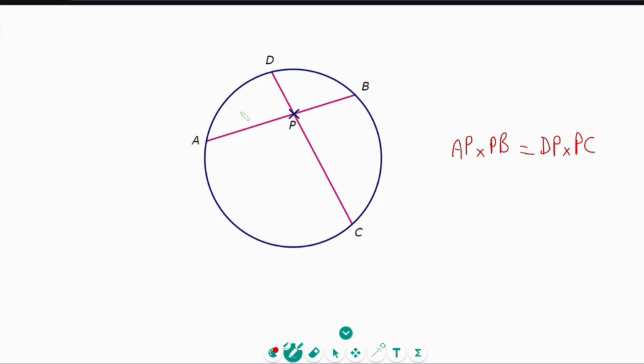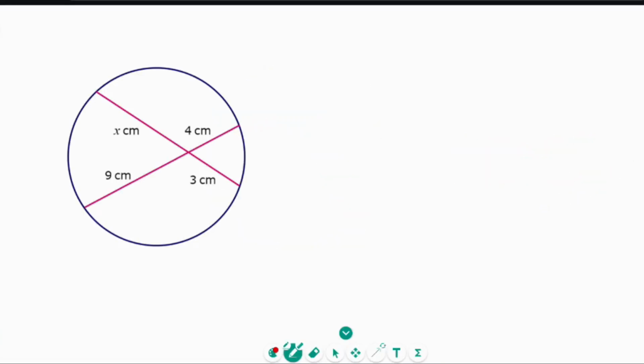So let's say we had 2 and 12 here, and 6 and 4 here. So AP times PB, 6 times 4 is 24, and that's the same as 2 times 12, which is 24. That always happens when you have chords intersecting inside a circle.